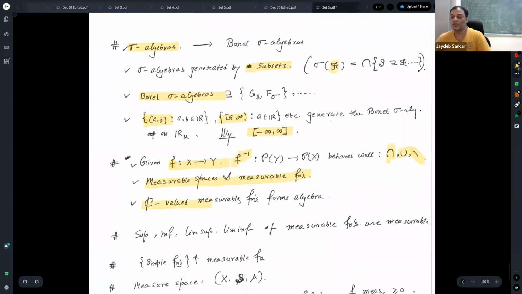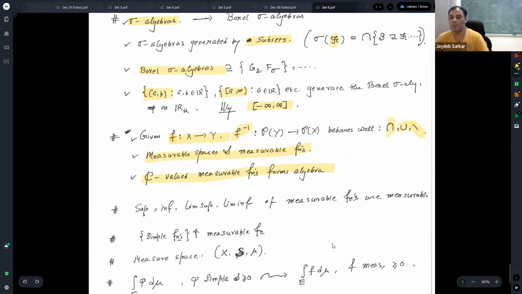Then we talked about C-valued measurable functions, and we said that this forms an algebra. And today itself, I warned you that if you want to do that from 0 to infinity, closed, it's okay. But minus infinity to plus infinity, it's not going to work out in that extent, right? Because plus infinity minus infinity doesn't make sense.